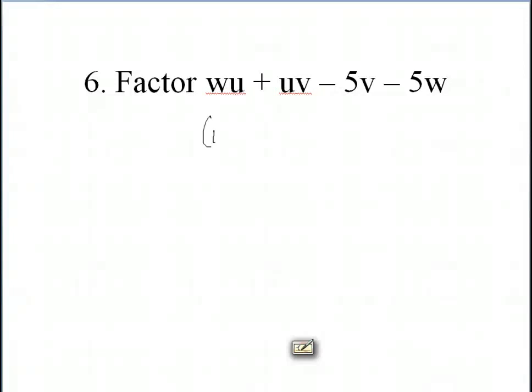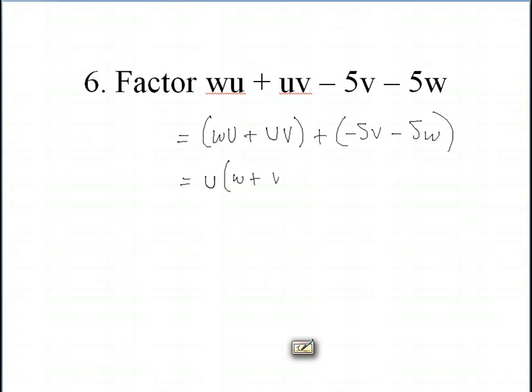So you can group WU plus UV. There's a common factor of U in there. And then you can group the negative 5V minus 5W. They have a common factor of negative 5. So what you do is you factor out that common factor in each of the groups that you just created. So U is the common factor here. So what would be left? W plus V. And then negative 5 is the common factor in the second grouping. So we factor out a negative 5, and what we have left is V plus W.